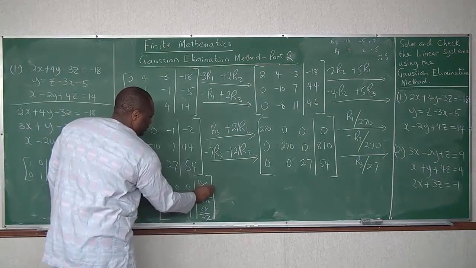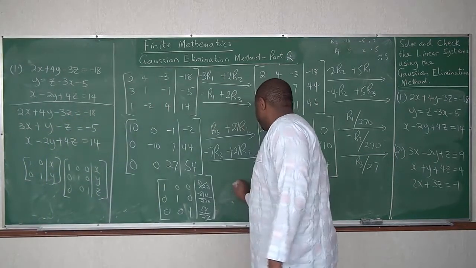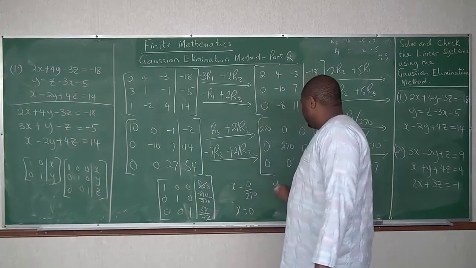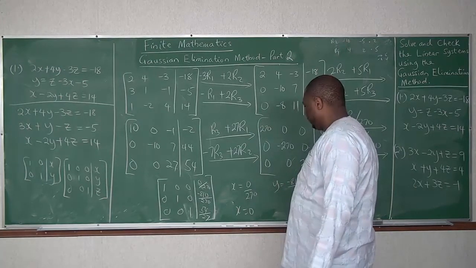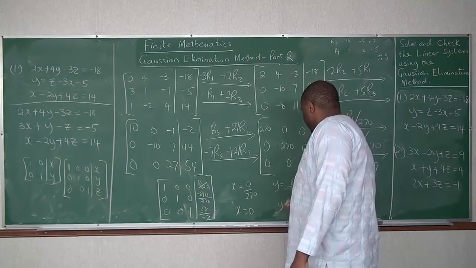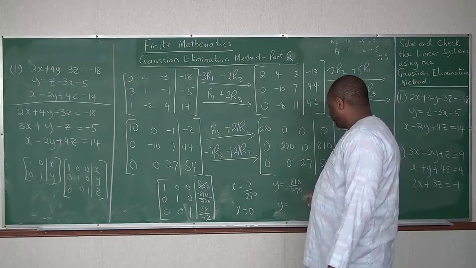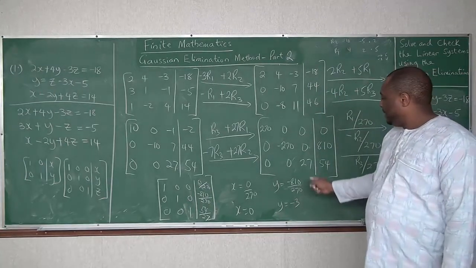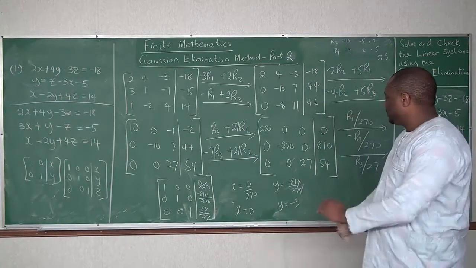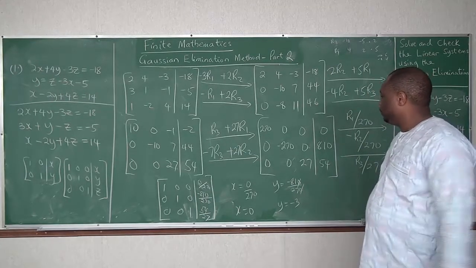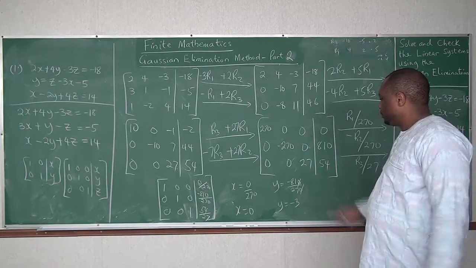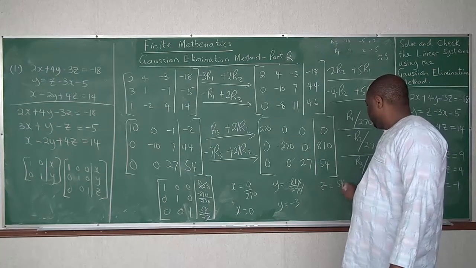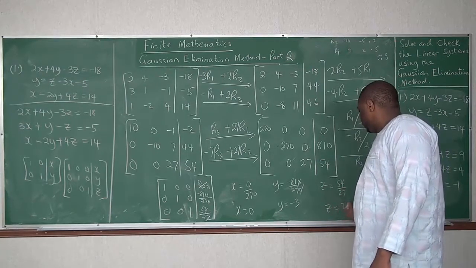Now let's find out. Our x is 0 over 270, so our x is 0. Our y is negative 810 over 270, so our y is what? Negative 3, right? Our y is negative 3 because 27 times 3 is 81. And then our z is 54 over 27. Our z is 2. That's it.